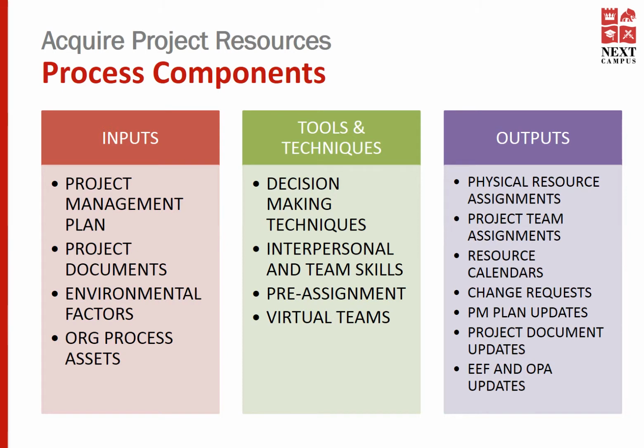At the end of the process, there are many outputs produced. The major outputs produced by the Acquire project resources process are physical resource assignments, project team assignments, resource calendars, change requests, project management plan updates, project document updates, and so on.